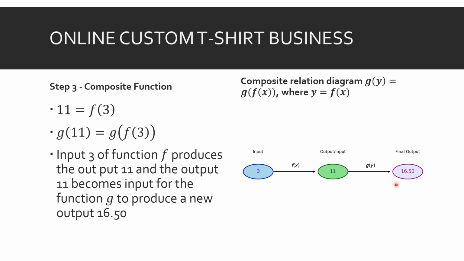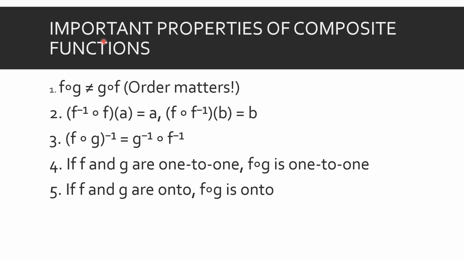So look at the relation chain here. Input 3 was being inputted into the function f of x, which resulted in an output 11. And this output becomes input into g, which resulted in the final output 16.50. So that is what a composite relation or a composite function is. Good. So important properties of composite function.